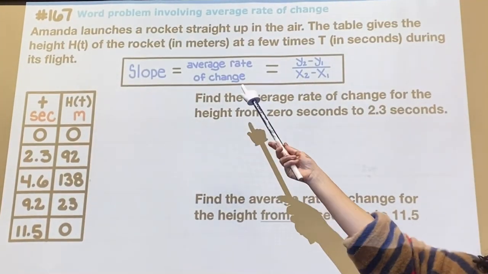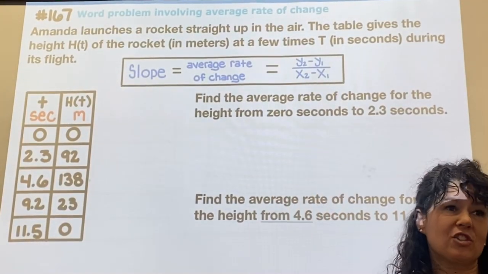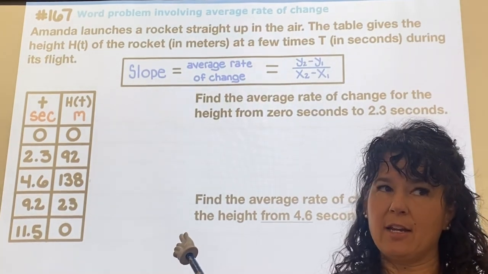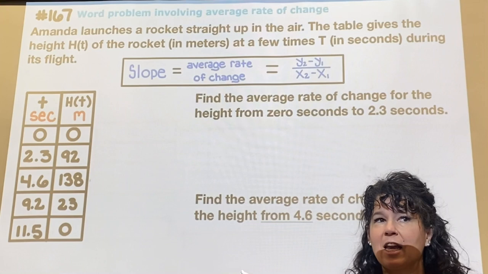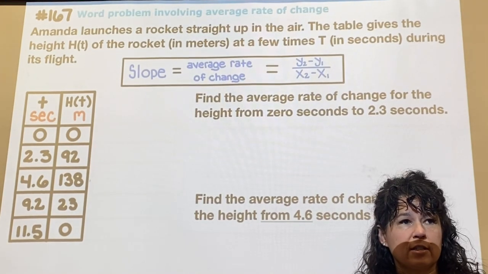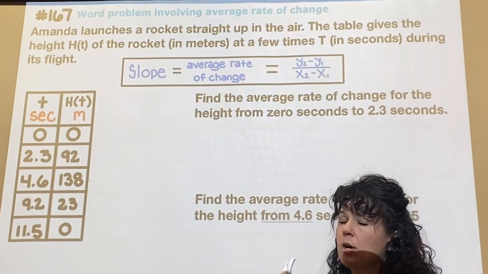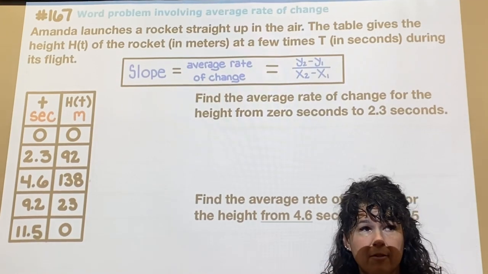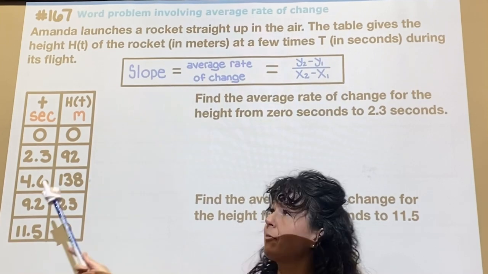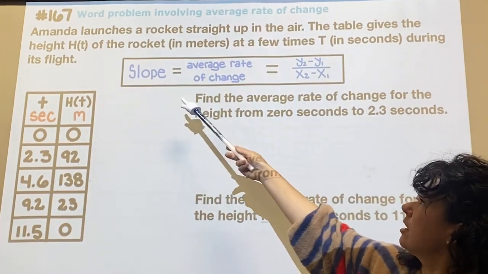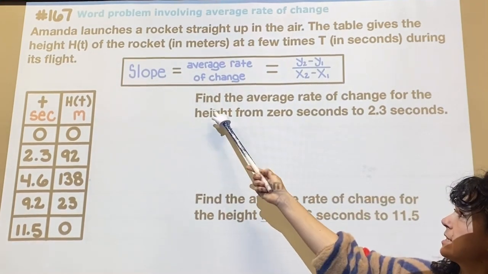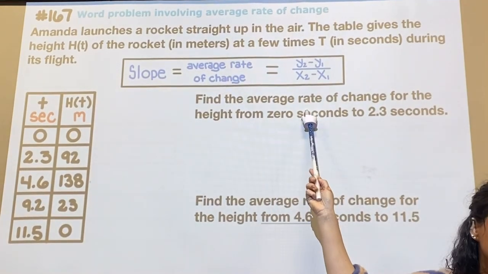The 167 here, finding the average rate of change. So you guys have found average rate of change twice already. One time you were given an equation and you used the equation to find two coordinates. Then you were given a graph and now you're given a table of values. But average rate of change just means find the slope.